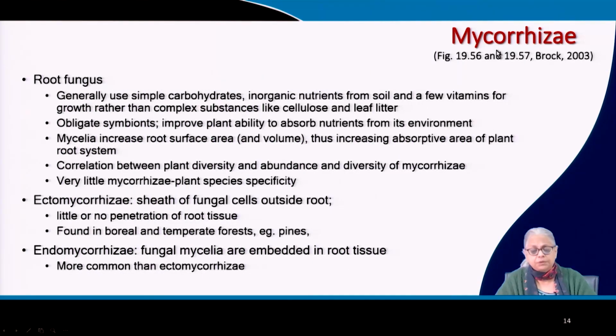Let's take a look at mycorrhizae. You can refer to these figures in the textbook, but the root fungus is another essential. This is root fungus, which is in a symbiotic relationship with the plant. These root fungi use simple carbohydrates, inorganic nutrients, and vitamins from the root zone, and they are able to survive based on these substrates. They do not use complex matter like cellulose and leaf litter. They are obligate symbionts. They cannot survive on their own.